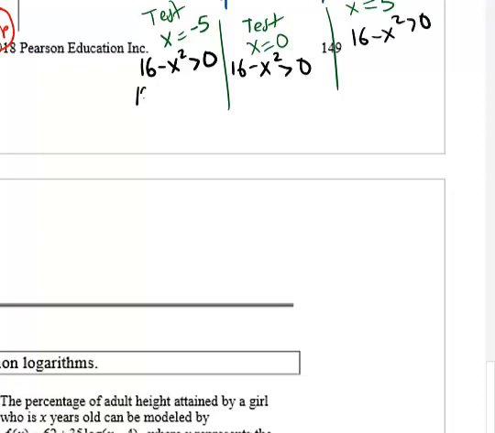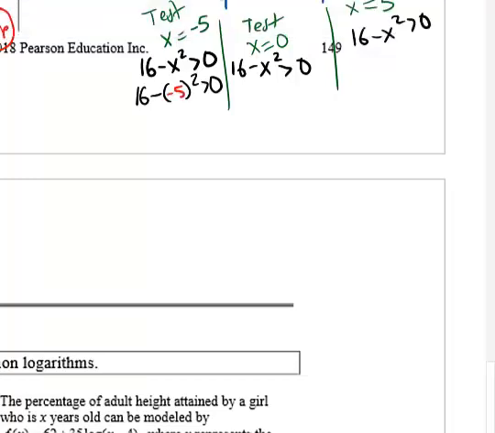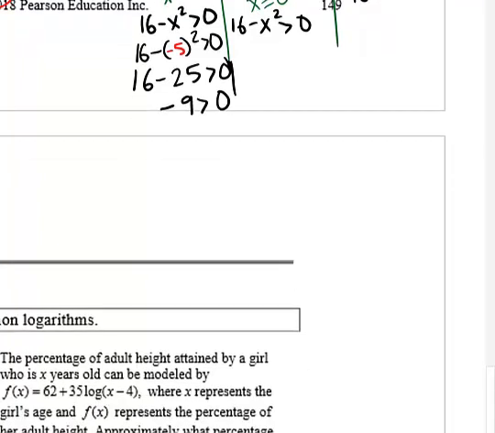Alright, let's plug it into the leftmost one first. If I put a negative 5 there, negative 5 squared is 25. And no, those negatives don't cancel because one of them is inside of a square. The square takes precedence first. I have to square the negative along with the 5 before I consider the negative in the front. 16 minus 25 is negative 9. That's not greater than 0, false.